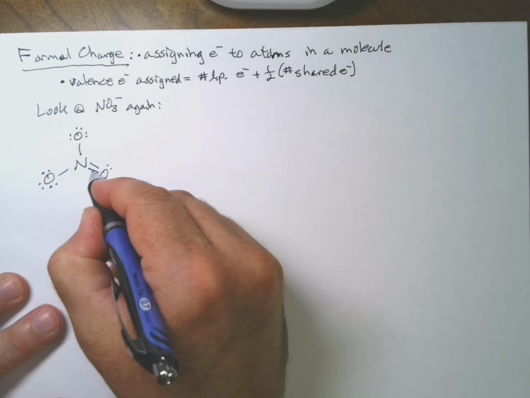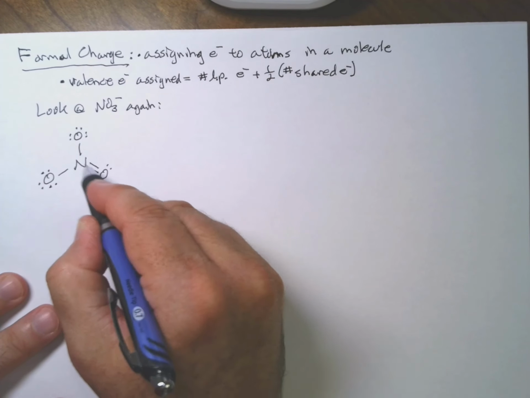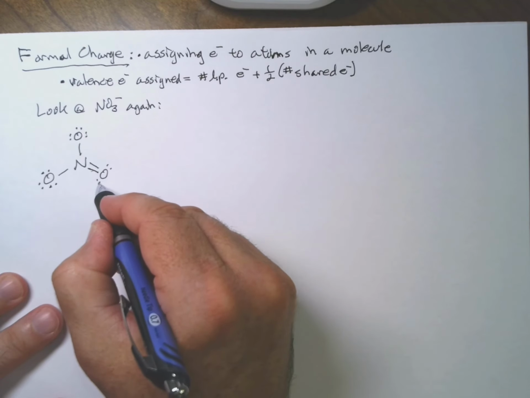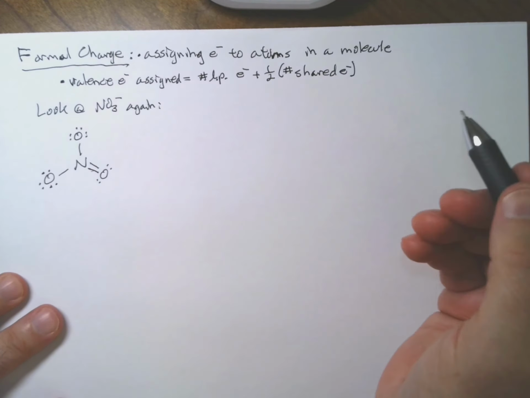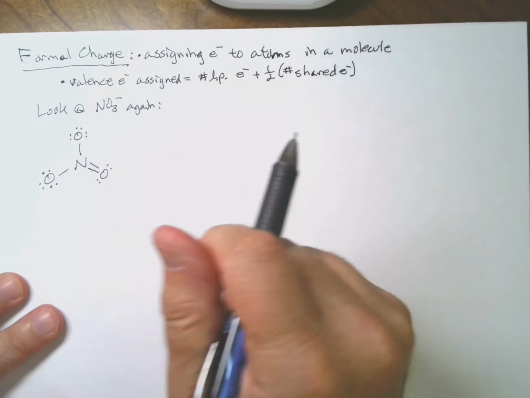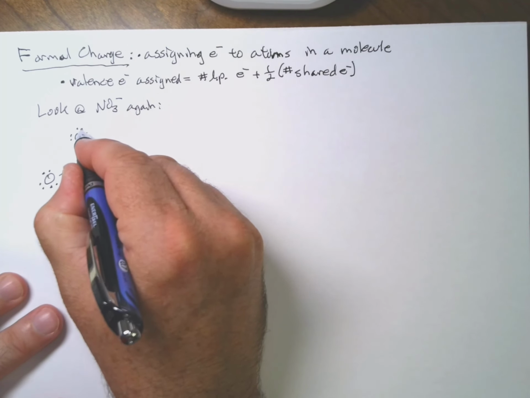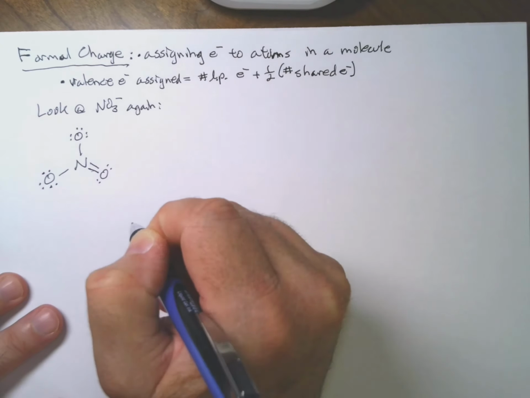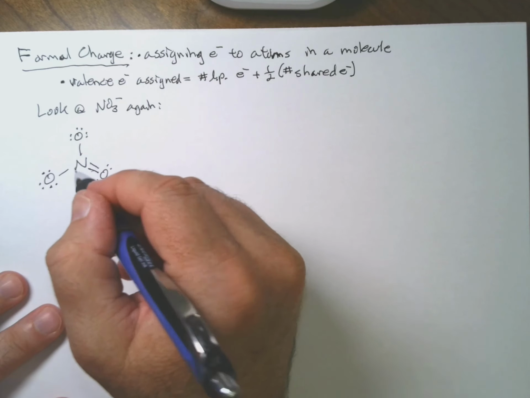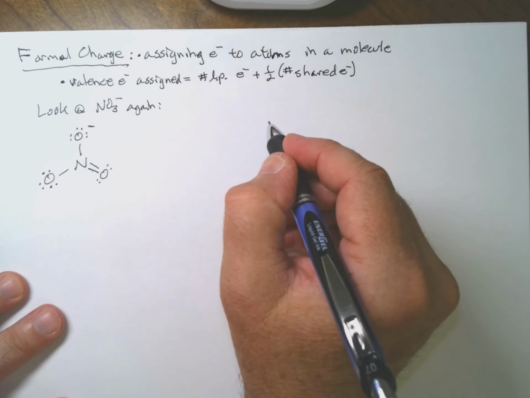Each bond counts as 1 electron. The bond is split in terms of assigning the 2 electrons. Each atom gets 1. So I have 1, 2, 3, 4, 5, 6, and normally I have 6 valence electrons. So no formal charge. We don't write anything. What about this oxygen? Well, I have 1, 2, 3, 4, 5, 6, 7. And so normally I would have 6, so I have 1 extra electron. So that's a minus formal charge. So I'll put a minus sign there.